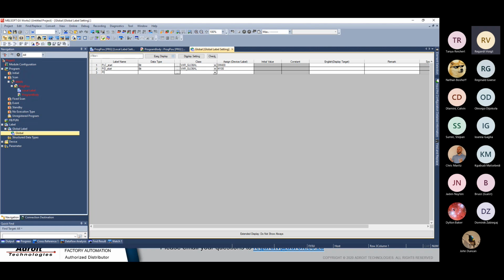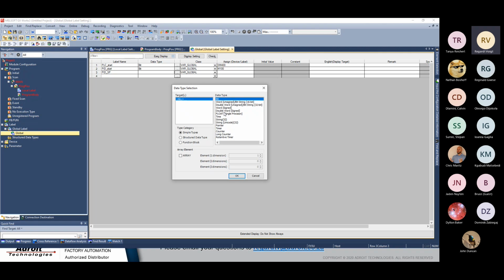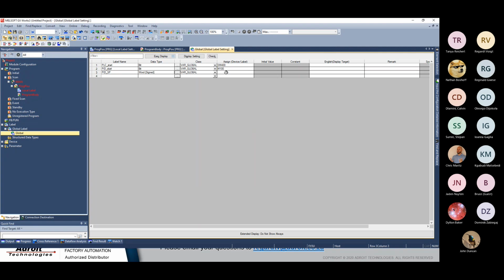So let's say we call it PID SP, set point. And obviously this would be a signed word. Okay, and we'll give it an address. Let's just give it an address of D2. Now if you have a physical analog input card, this will be an SD value, depending on how you configure this analog card.